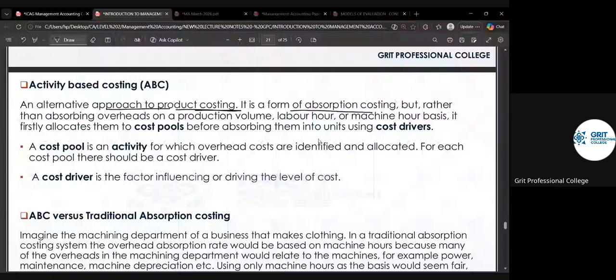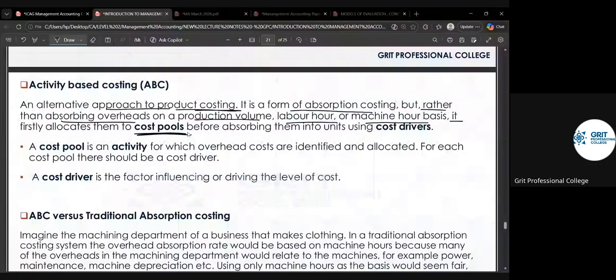All right. So for ABC, rather than absorbing overheads based on, you remember the absorption bases we spoke about in our earlier meeting: production volume, labor hours, machine hours, percentage of direct material cost, percentage of direct labor cost, which is what the traditional absorption costing will do, ABC rather tries to first of all allocate your overheads into what we call cost pools. So this is a new terminology. We have what we call a cost pool under ABC. Under the traditional costing system, we call that a cost center.